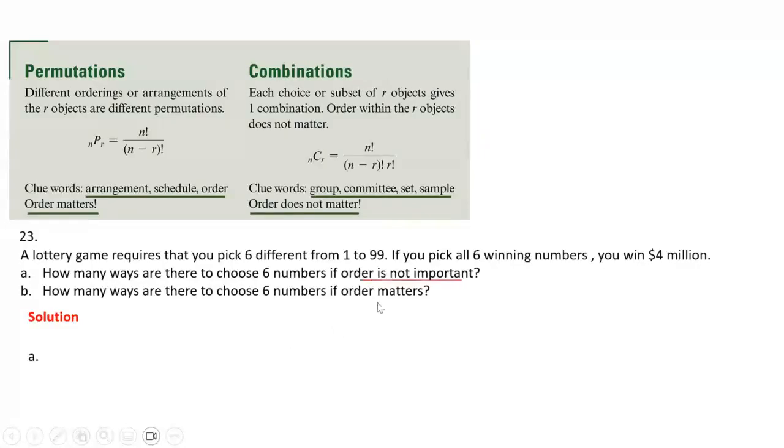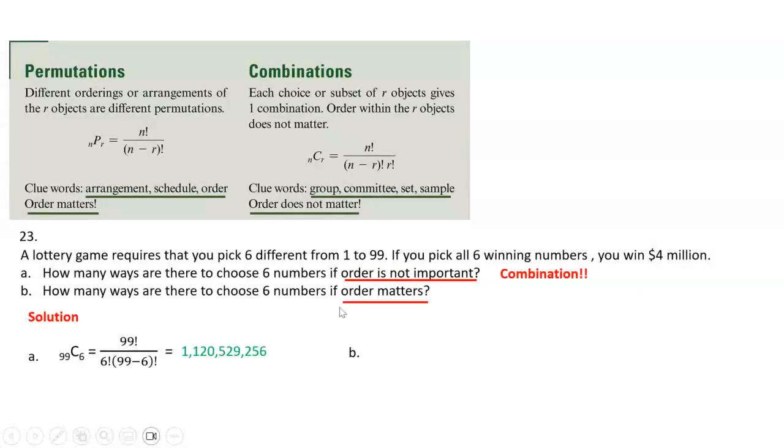So solution: for part A, order is not important, which gives us a combination, which is 99 combination 6. And the answer will be 1,120,529,256. This can be put into the calculator, guys, so you don't have to do it by hand. I believe I did this in last week's PowerPoint.